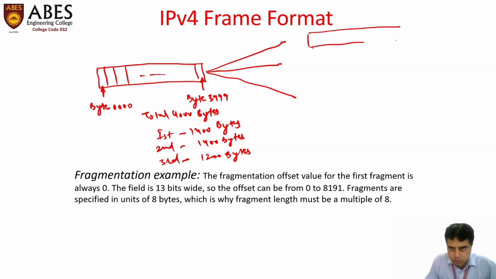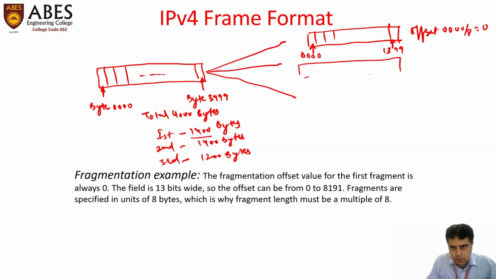So how to calculate the offset value for the first fragment? Initially it represents the value 0000. So the offset value is 0 divided by 8, it is 0. So in this field, this is 0. And the total size of this fragment is 1400 bytes. So the last pointer is 1399.